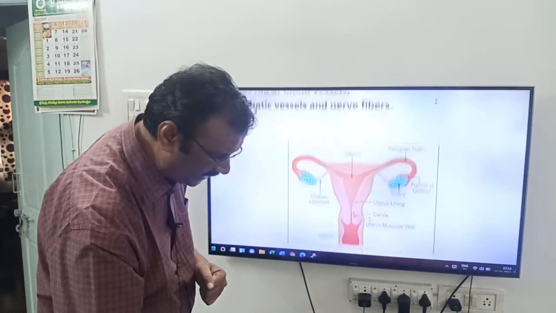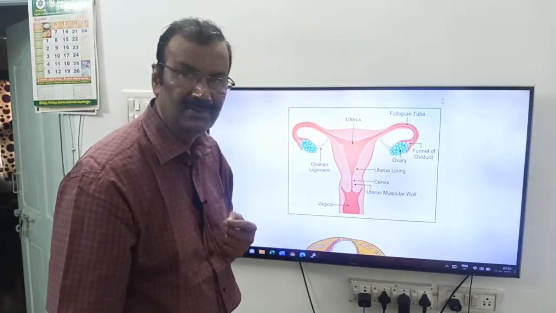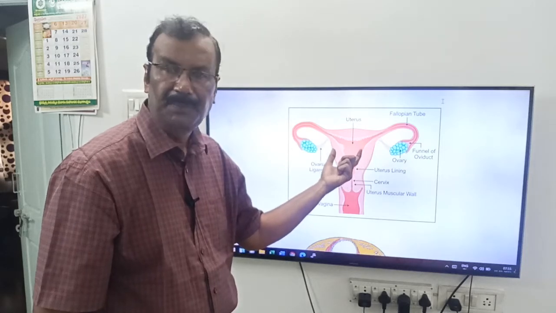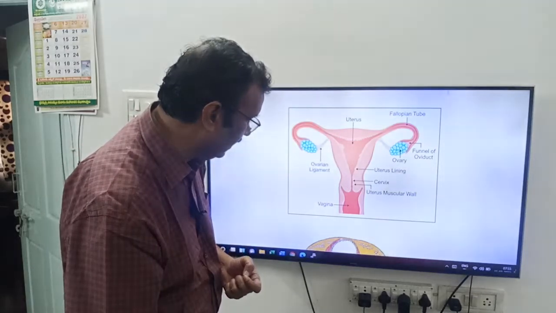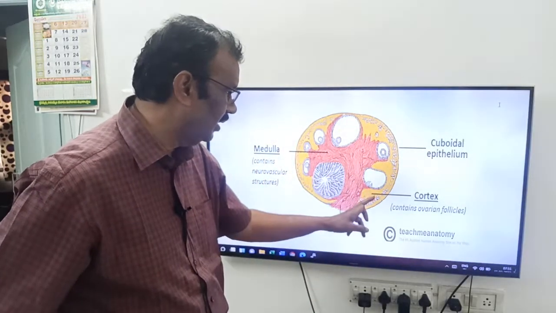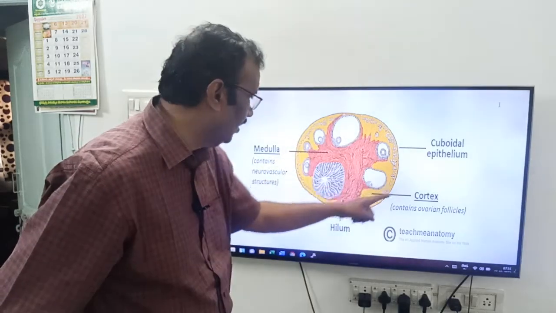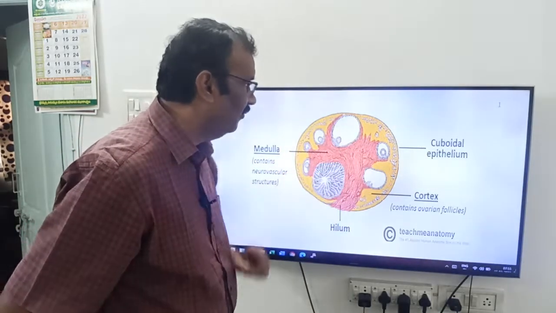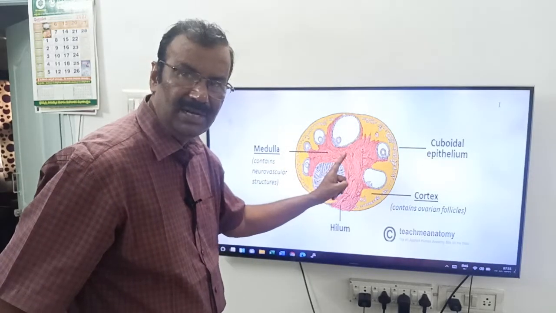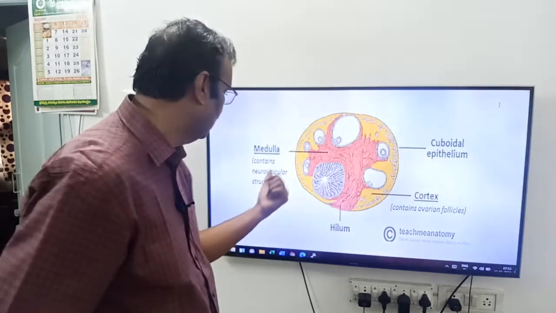Once again, you see the images, friends. These are the ovaries and this is the uterus. This is the actual complete female reproductive system diagram. Now you see, this is a cross section of the ovary. This is the outer cortex and this is the inner medulla. The cortex has various developmental stages of the follicles, and the medulla has what, friends? Blood vessels, nerves and lymphatics, that is neurovascular structures.